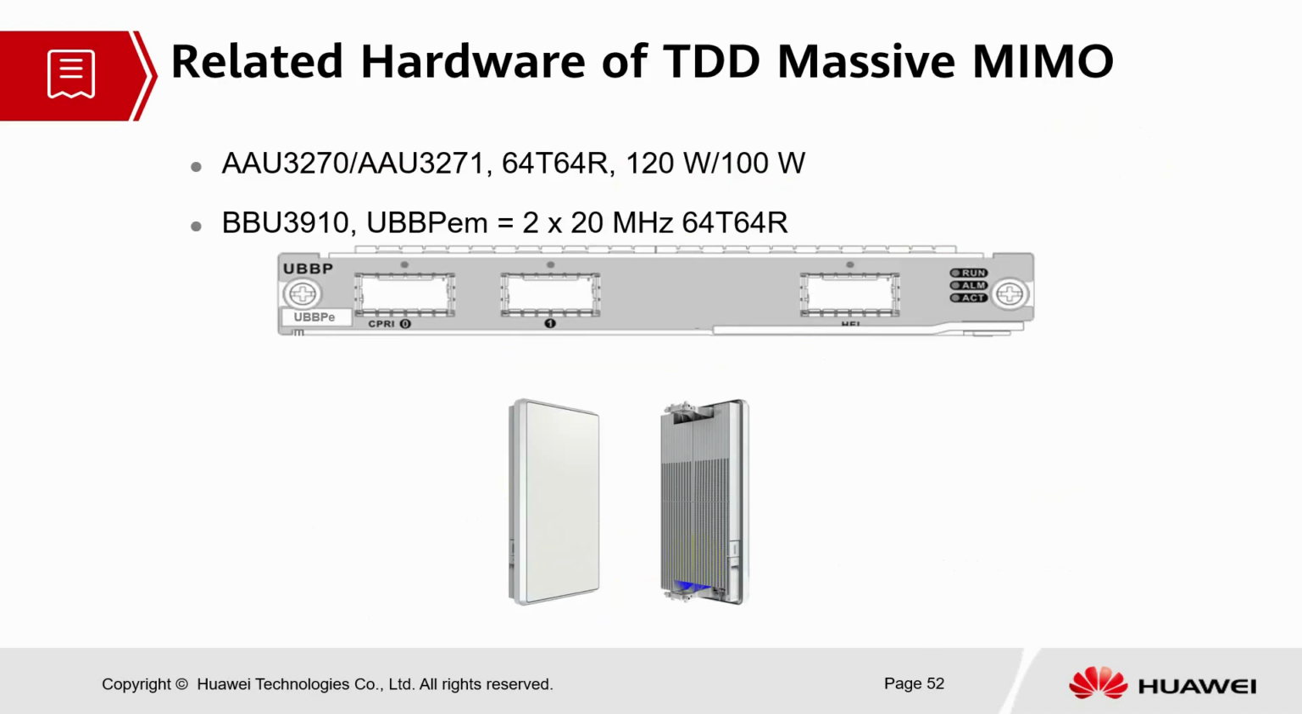So let's look into the related hardware of TDD Massive MIMO. We can use AAU 3270, 3271, 64T64R with 120 watts and 100 watts. BBU 3910 will be used with UBBP EM. They have two carriers with 20 megahertz. So this is the hardware.